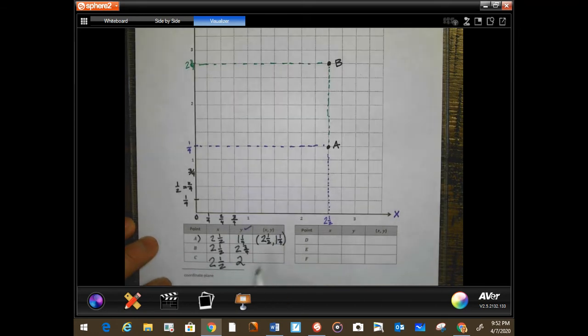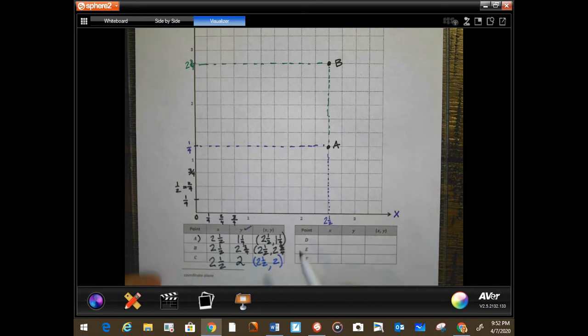Now the coordinate for B is going to be the coordinate pair. That's what they call pairs because there are 2 of them. x is 2 and 1/2, and y is going to be represented by 2 and 3/4. Now we're doing 2 and 1/2 as the x-axis again for C, but the y-axis is going to be 2. So this is the coordinate pair.